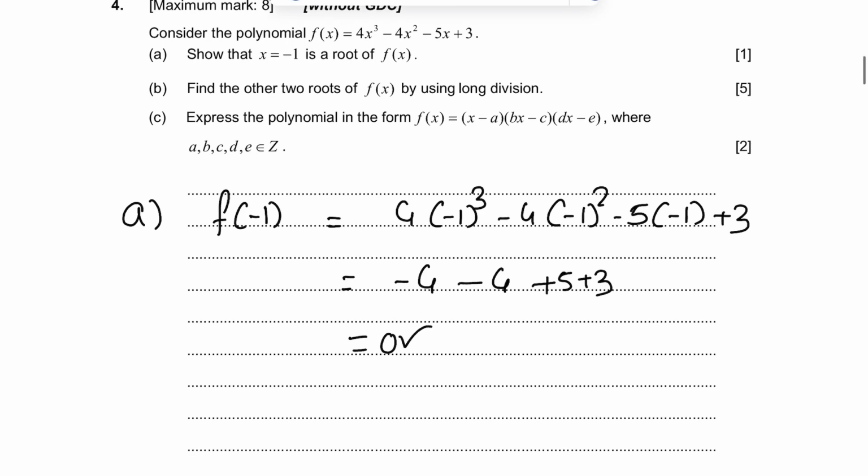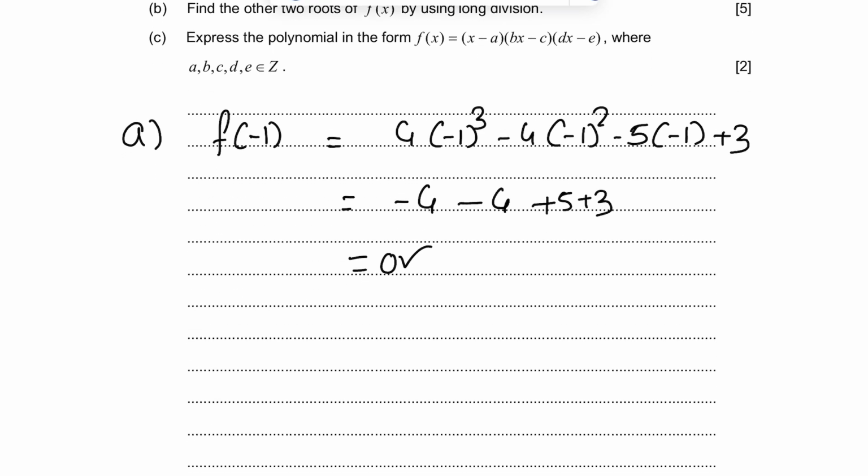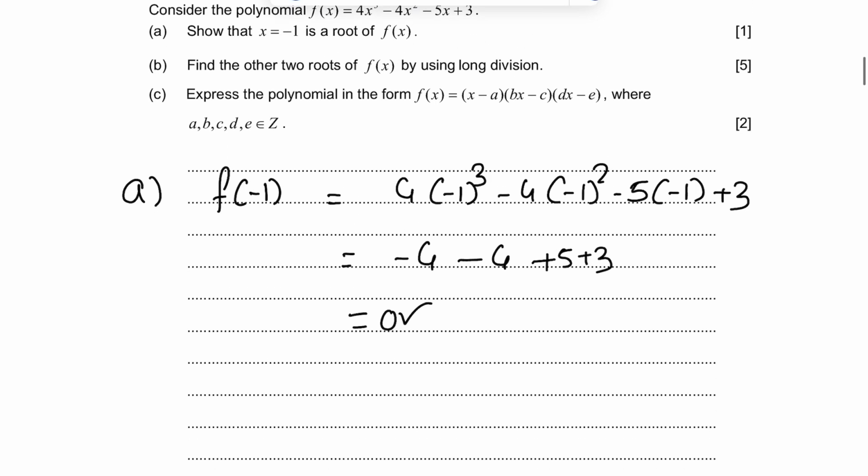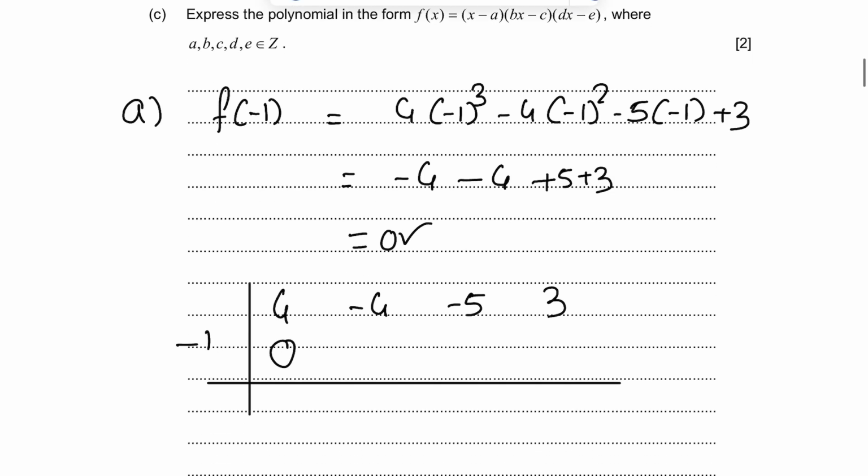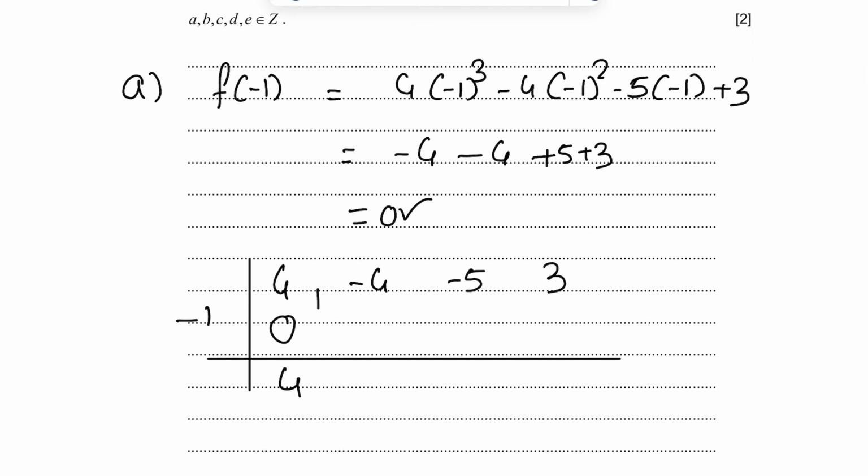Find the other two roots. So for that, I should be dividing it. 4, -4, -5, 3. I know that -1 is a root. -1, start with 0. So it becomes 4. Add like this. Then -1 times 4. How much is -1 times 4?